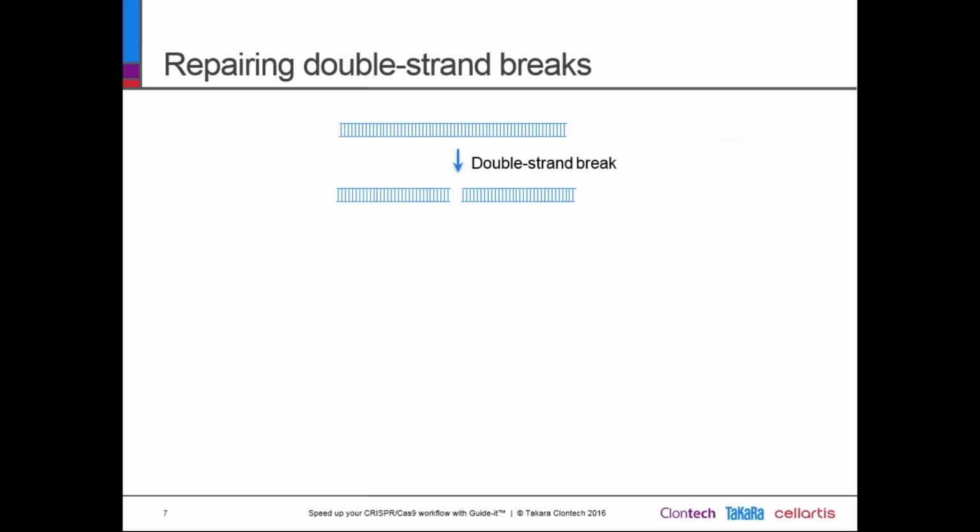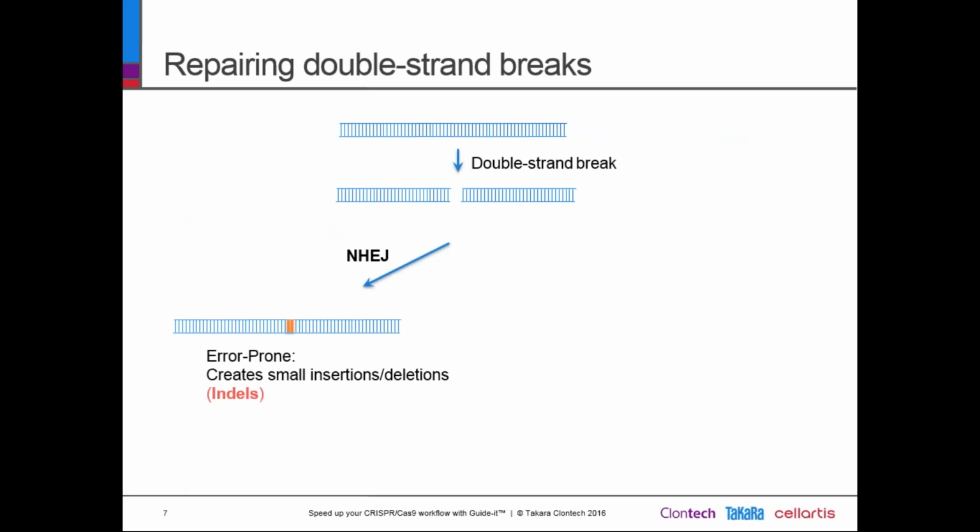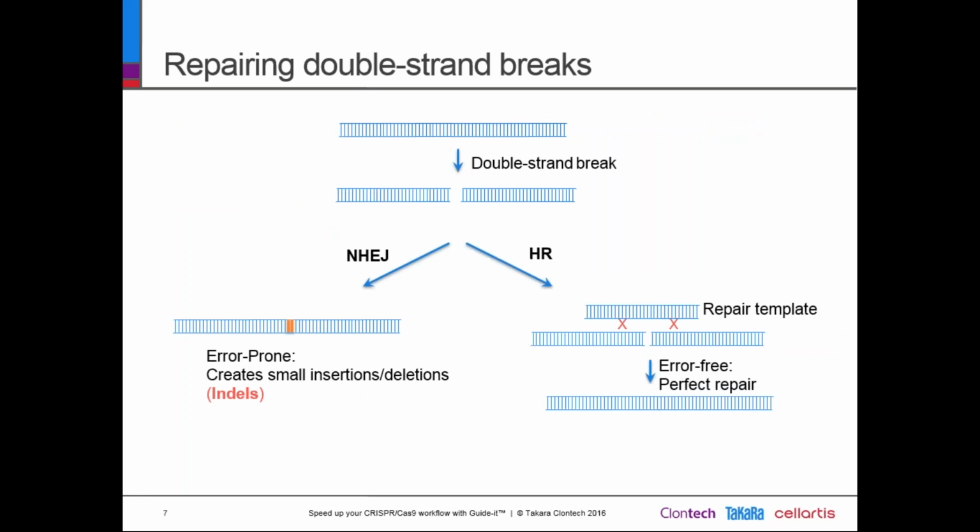So this is shown here again schematically. In response to a double-strand break, the cell has two possibilities: either the NHEJ pathway, which is error-prone and will create so-called indels in the target gene, or the cell can go for the homologous recombination if a repair template is present in the cell.